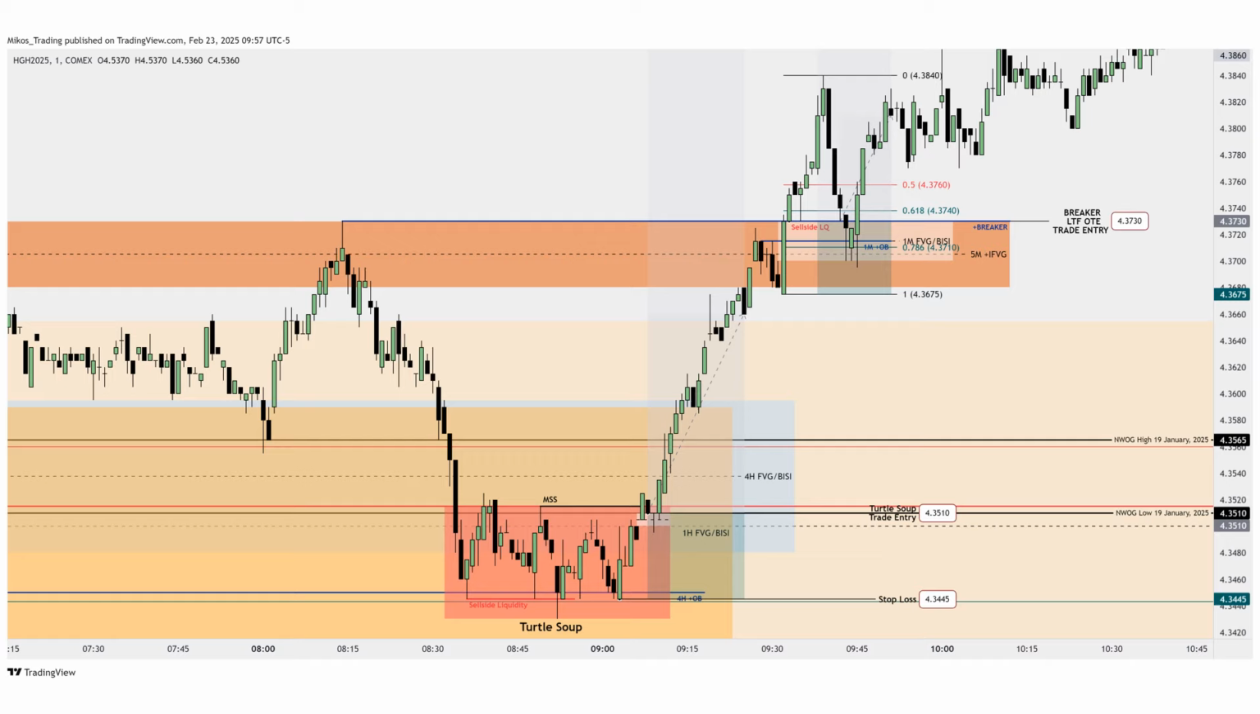Another entry would be at the breaker that we have identified on the 15-minute chart. We know that there will usually be a lower timeframe optimal trade entry that overlaps with the bullish breaker. I use that pattern to identify my stop loss placement. As you can see, you trade the bullish breaker, but you also trade the lower timeframe bullish pattern number 1, which overlaps with the breaker.